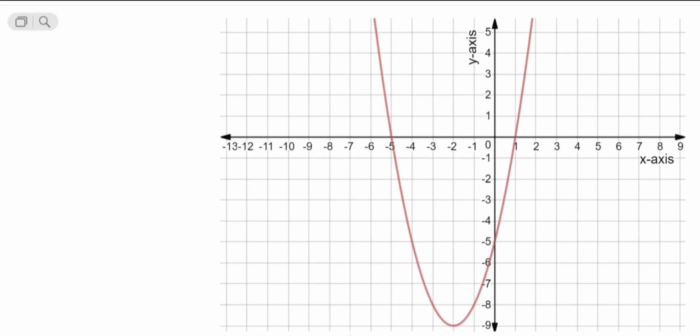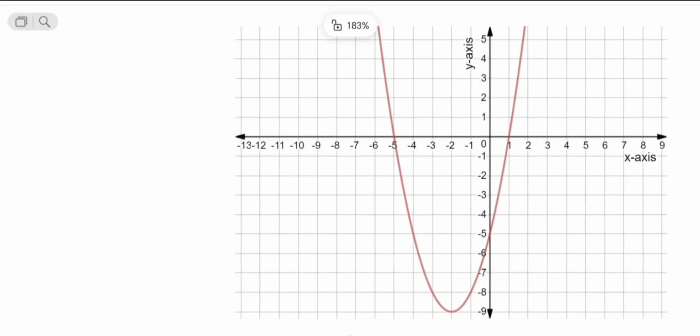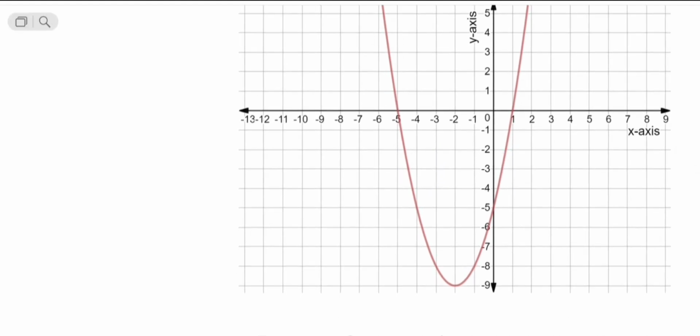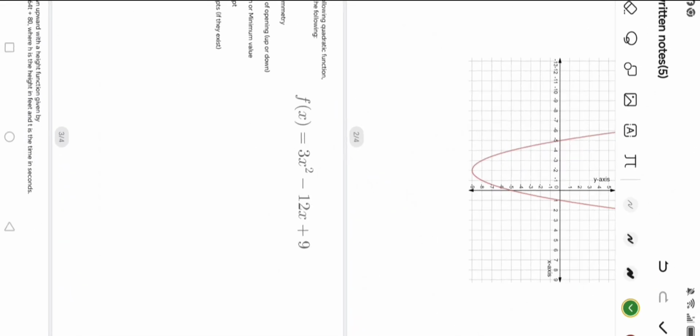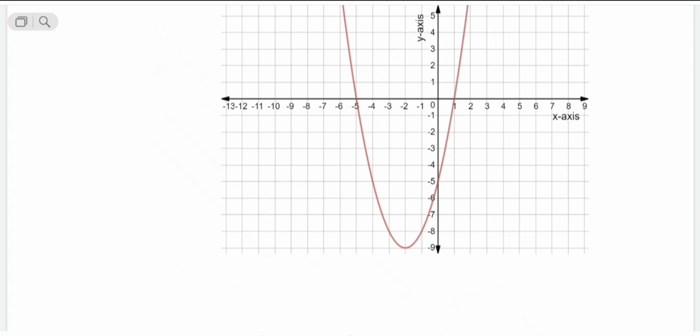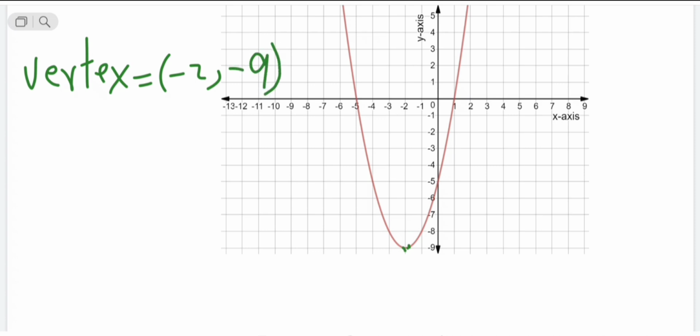This is the graph. In this graph, the first thing we need to know is the vertex. Vertex is a turning point, this one. So this is the vertex. The value of x at the turning point is -2, and the value of y at the turning point is -9. This point is also called a minimum point, minimum or maximum. So this is the minimum point.